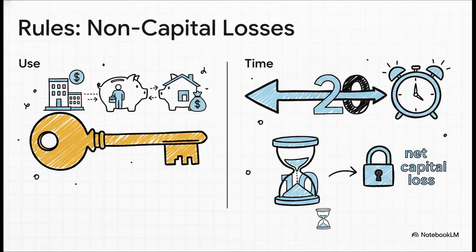So what makes these so valuable? Their flexibility. You can apply them against any source of income: employment, business, investment, you name it. But here's the limitation. There's a 20-year clock ticking. You have to use them within that time frame or they expire. And watch out for that ABIL exception. An allowable business investment loss has an even shorter fuse, only 10 years. And if it's still unused, it doesn't just disappear, it gets reclassified as a net capital loss.